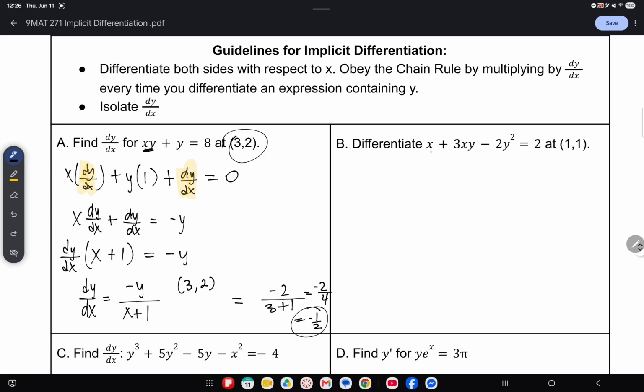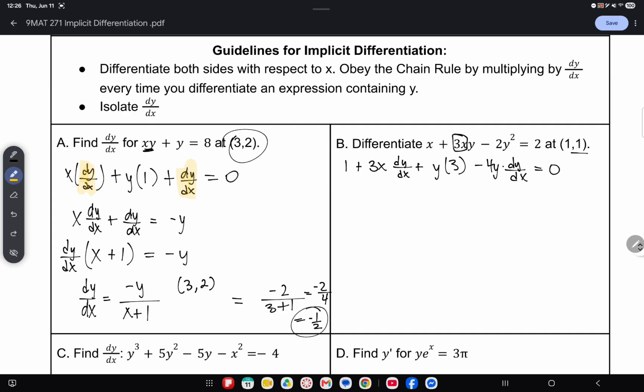Let's try another one. x plus 3xy minus 2y squared equals 2 at the point 1, 1. So, all right, derivative of x is just 1. Another product rule here. I will section that as 3x and y. So left d right plus right d left. And then I have 2y squared, so I can do it normally. So 4y, but then I also have to multiply it by that dy dx.